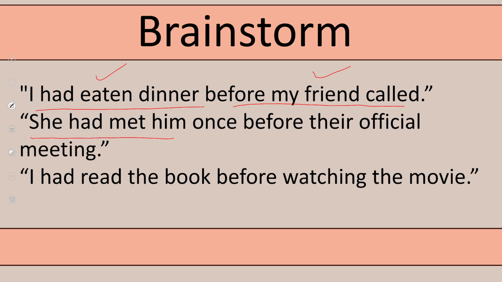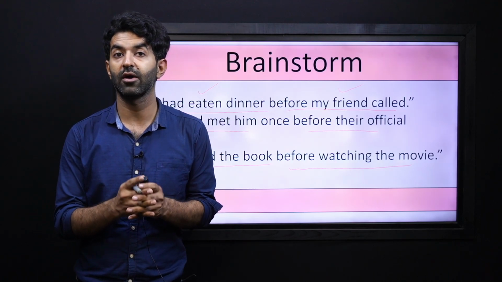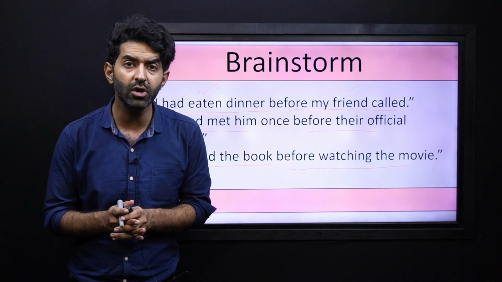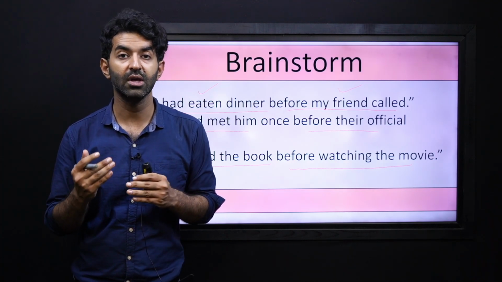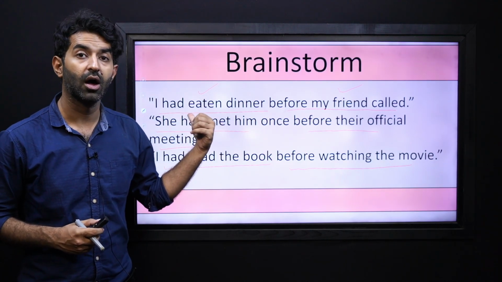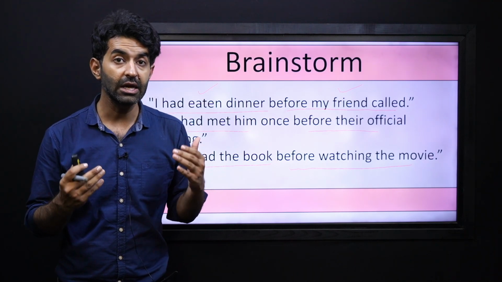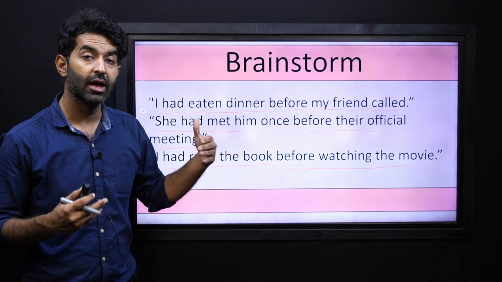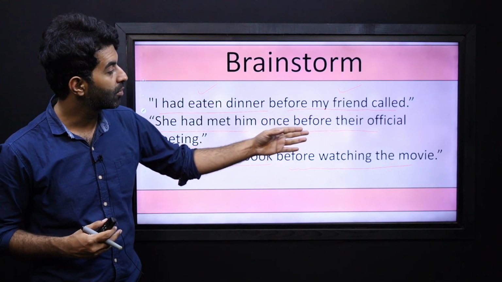She had met him once before their official meeting, or I had read the book before watching the movie. This is further explanation and examples of that one example which we saw in the students' learning outcome, that if two actions happened in the past, how do we say one after the other? Just like in the first example, I had eaten dinner. See the word, the helping verb had, because we use had for past. Eaten is the past participle. It is the past form of the verb eat. And before my friend called.